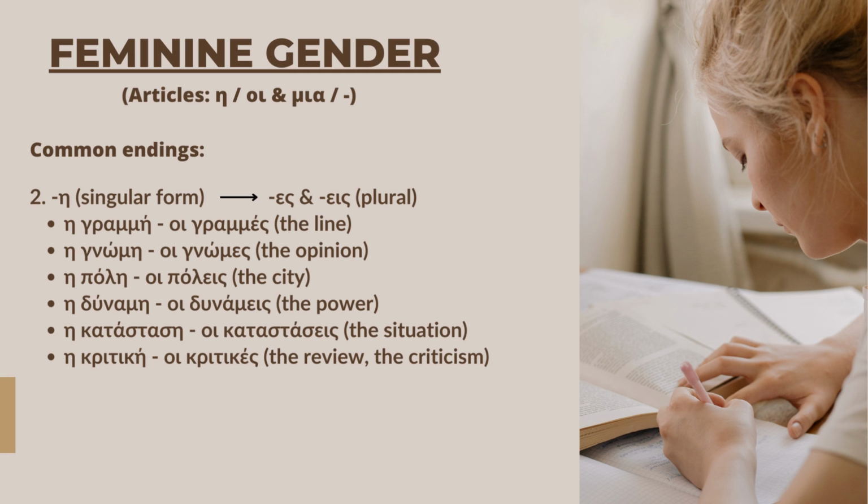The second common ending for feminine gender is ι, eta. We read it as i. This is the singular form ending and it becomes again ς or ις sometimes. We read it with epsilon iota sigma and we pronounce it as is. So we have a few examples in Greek.